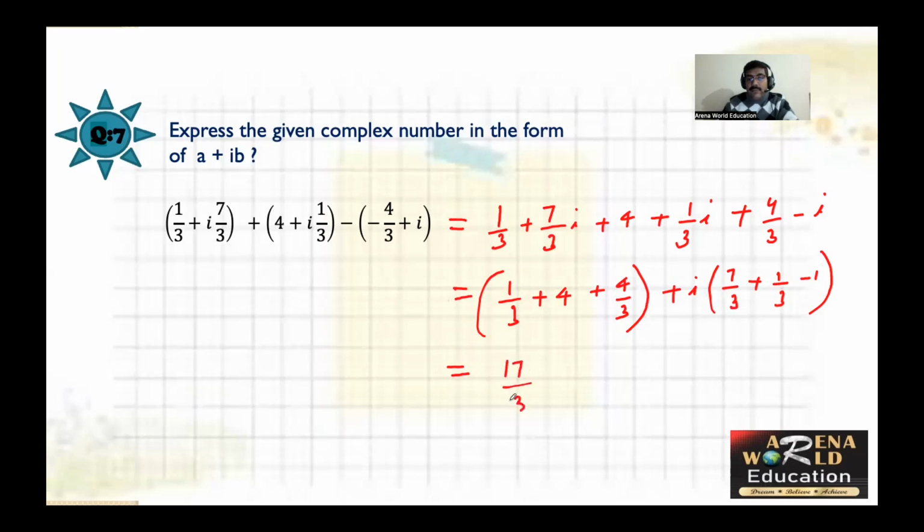So 17 upon 3 plus, look at this one, 7 plus 1 is 8, and 8 minus 3, this will be 5. So iota into 5 upon 3. And this is the required form, a plus iota b, right? If you want to write the value of a and b, a will be 17 upon 3 and b will be 5 upon 3, right? So let us move to question number 8.